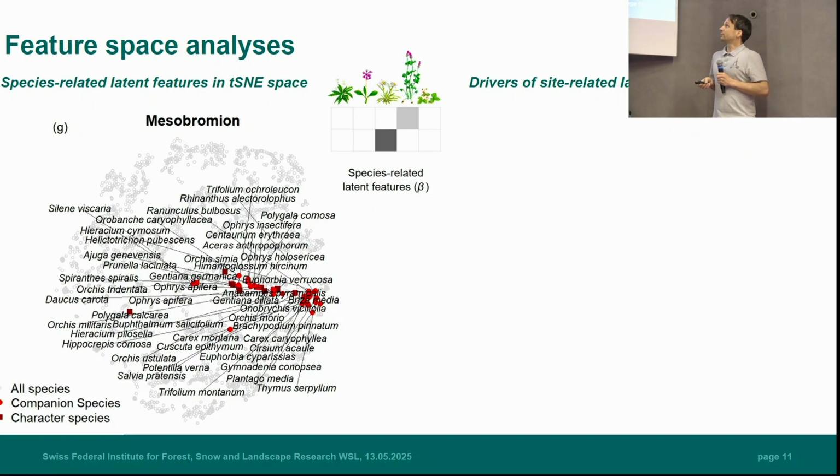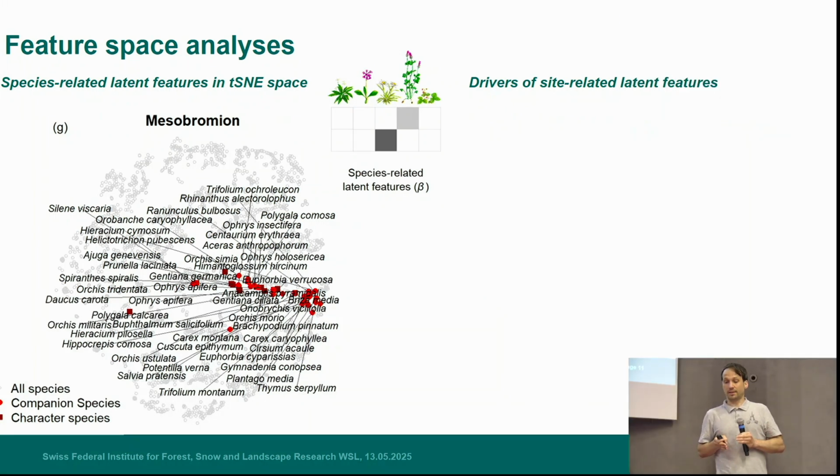So we have species-related latent features that give us a similarity of the species in their preference for sites. And we can further reduce this 9-dimensional representation with 9 features into a 2-dimensional space with t-SNE, a dimension reduction technique, and visualize the entire flora of Switzerland, which is all these gray dots that you see here. So those are all species, and the closer together they are, the more likely they are to be observed in the same sites.